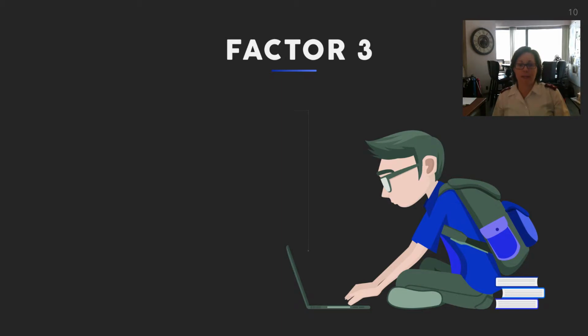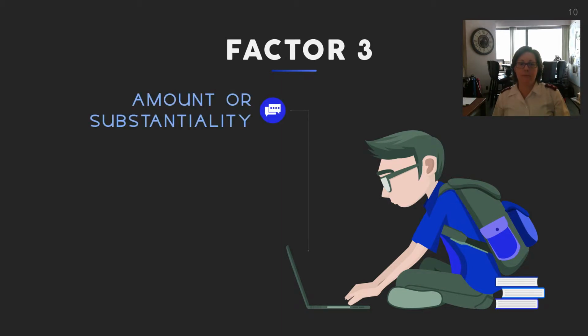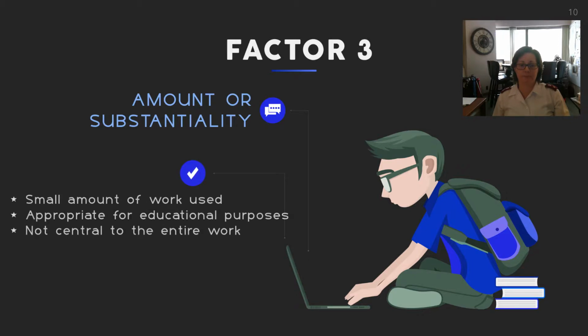Let's explore factor number 3, the amount or substantiality of the work. Things that favor fair use are as follows: a small amount of work was used, the work that was used was appropriate for educational purposes, and the central theme of the work wasn't utilized.